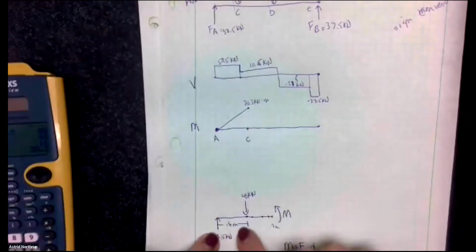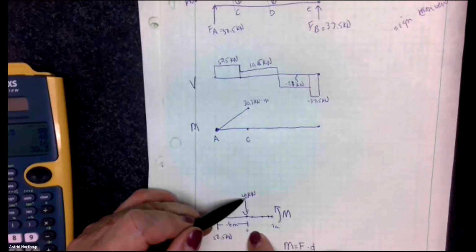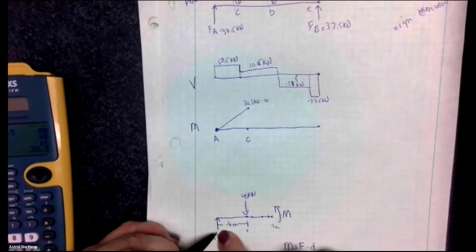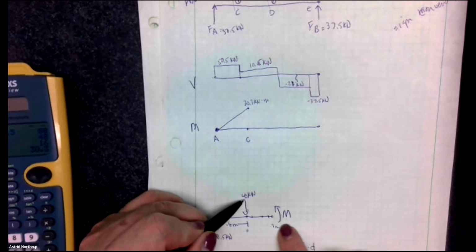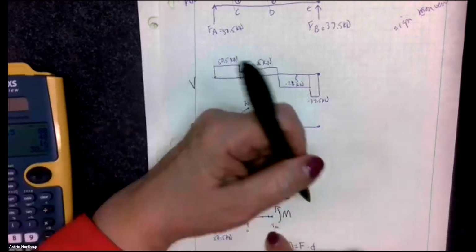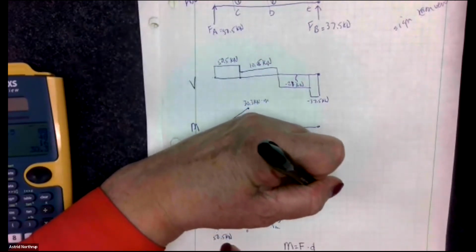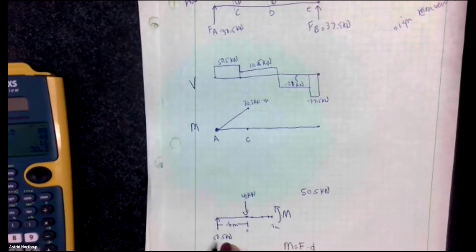Now, it's not going to build at the same rate because it's going to be influenced by this, and it's going to be influenced by this. In other words, this is creating a moment, and this is creating a moment. And the moment arms are different, aren't they? Yeah, see, that's the deal. So if I think about that, I could say my 50.5 kilonewtons. I have two different ways I can do that.